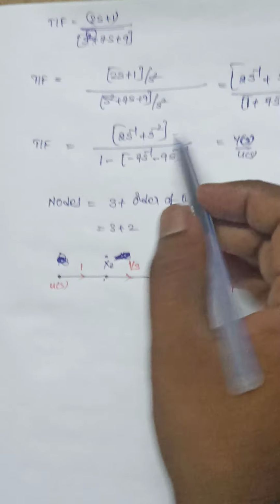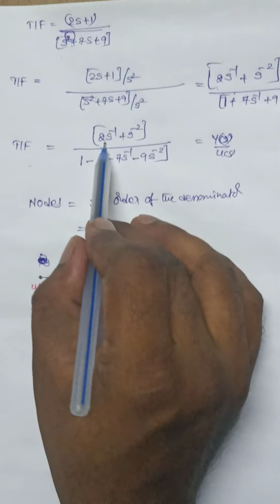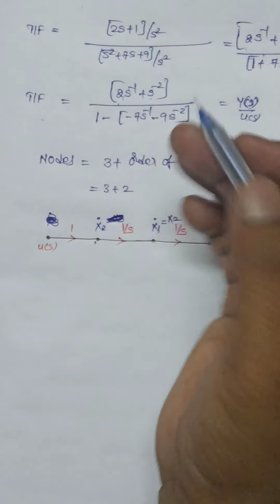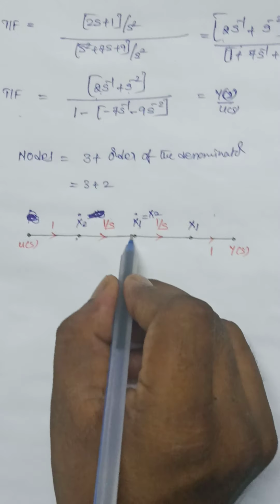Now the forward paths in this transfer function: two forward paths, one forward path and another forward path. 2 into s power minus 1. S power minus 1 is nothing but 1 by s, that is 2 by s. So this is like this, up to here.